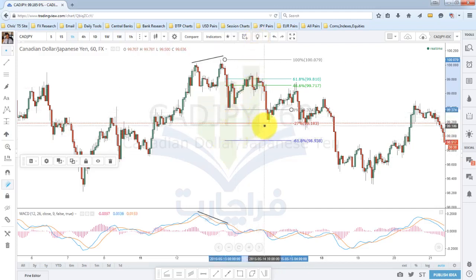So the 127% extension will be the main target that we use for the divergence setup, our very simple objective divergence setup. We'll use the 162 at times if we see something on the higher degree time frame and we're looking for a larger price move anyway. If we're trading off of the divergence, we can use that second target.